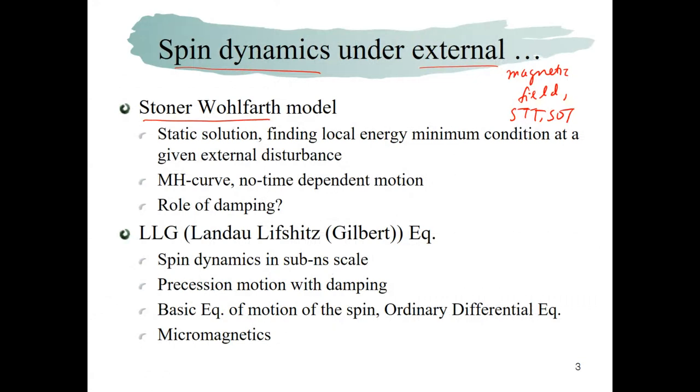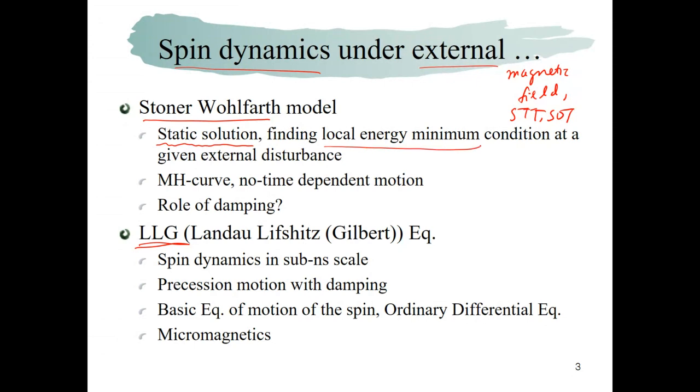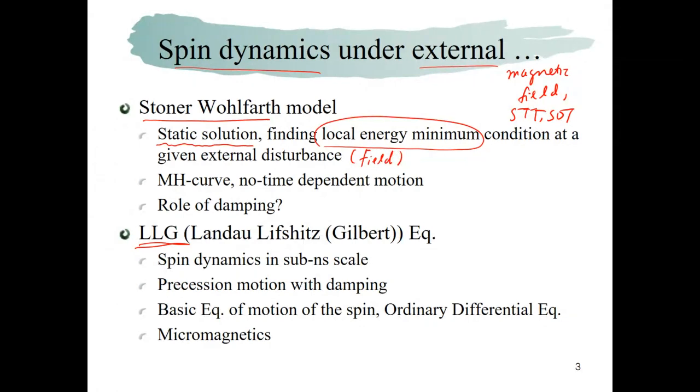And this one is a kind of static solution. Here we cannot understand the meaning of these static solutions yet, but compared to the LLG equation, this Stoner-Wohlfarth model, we call static. That means we found the local energy minimum for a given external disturbance. That means this field. So we can obtain the MH curve. Please remember that. But in this calculation, there's no time dependence.